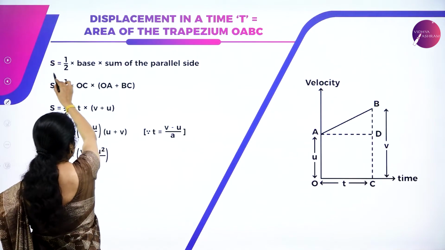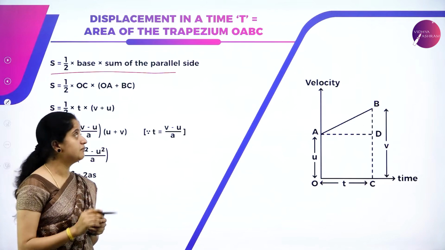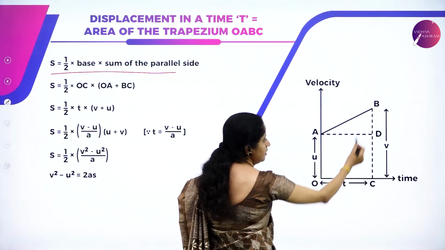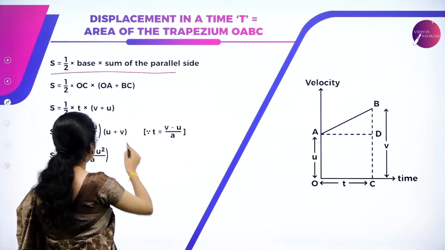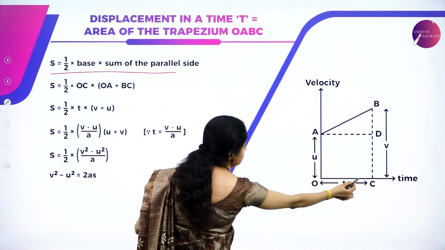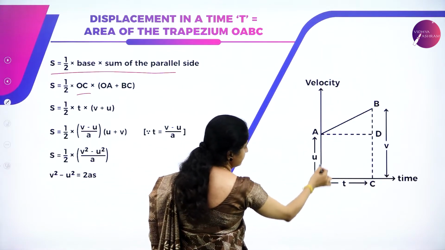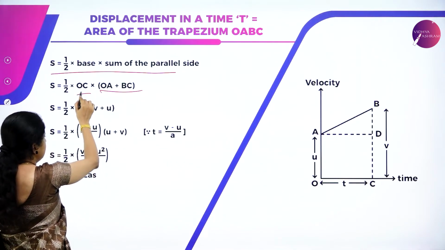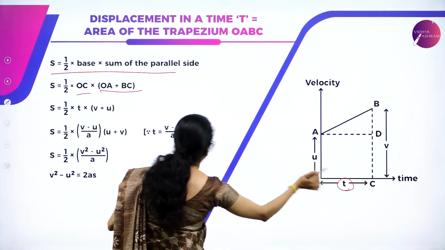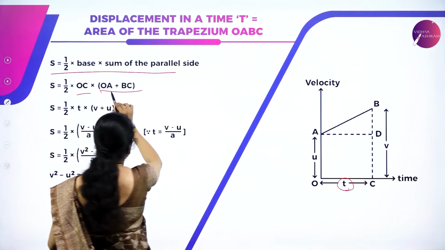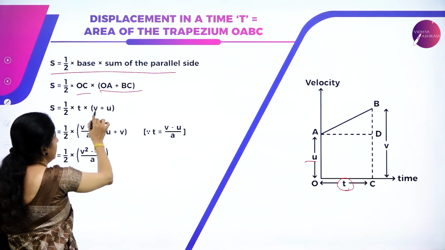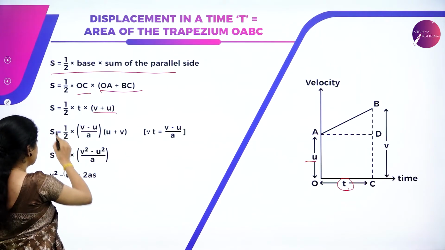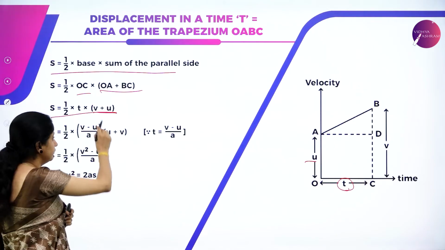So now we know s is equal to half into base into sum of parallel sides, that is the area of trapezium. So let us now substitute everything. S is equal to half into base, which is OC, and sum of the parallel sides, that is OA plus BC. So in the place of OC, that is base, it is given by T. OA is nothing but initial velocity and BC is nothing but the final velocity, that is sum of parallel sides. So we will get S is equal to half into T into V plus U.